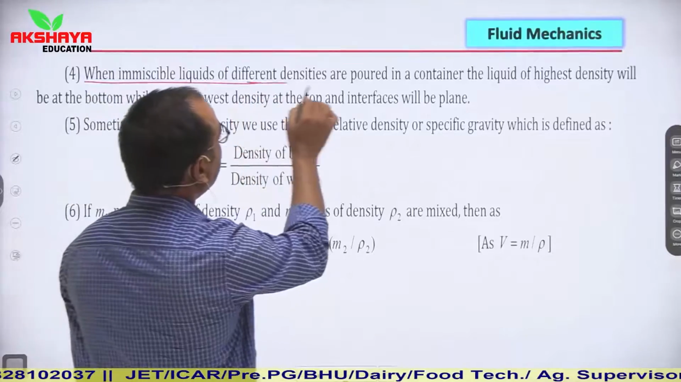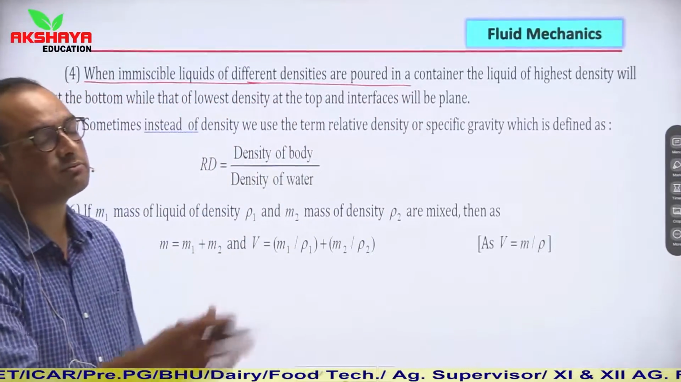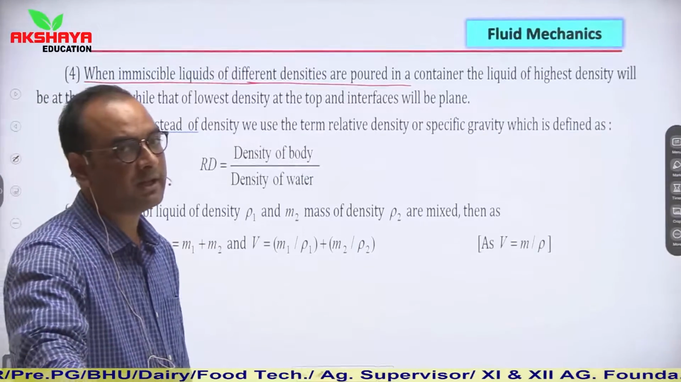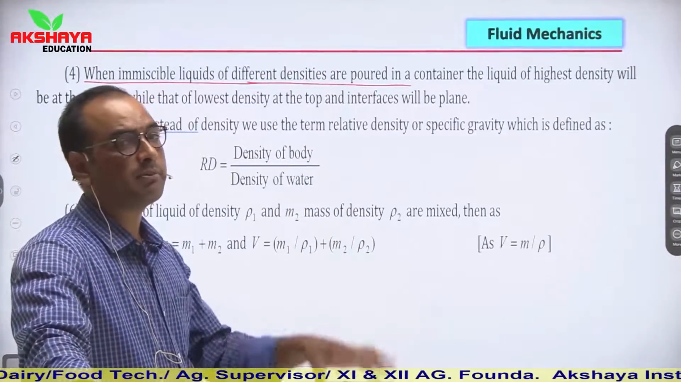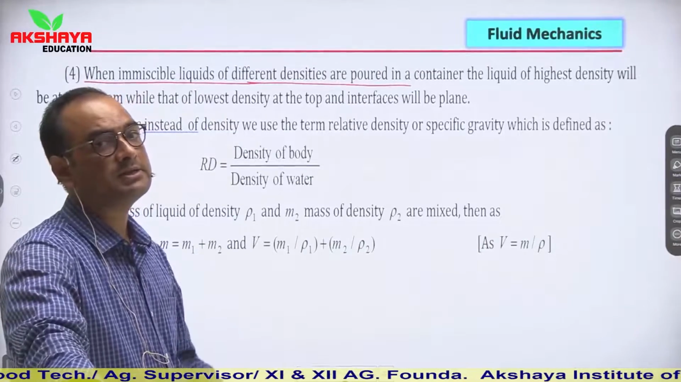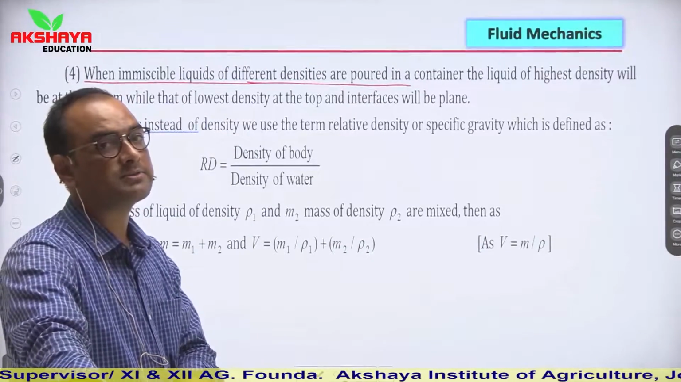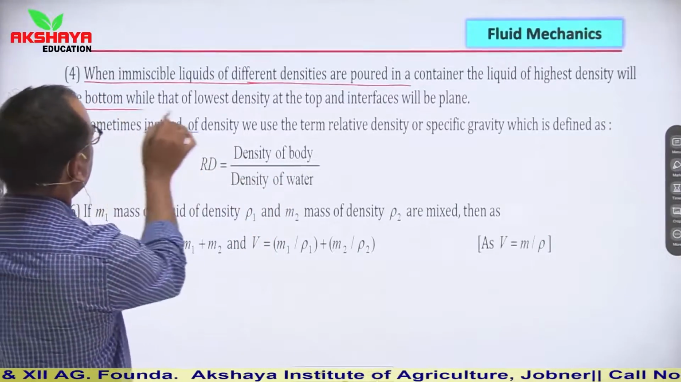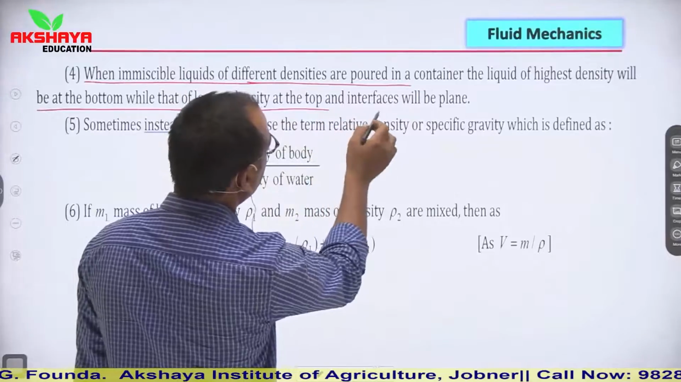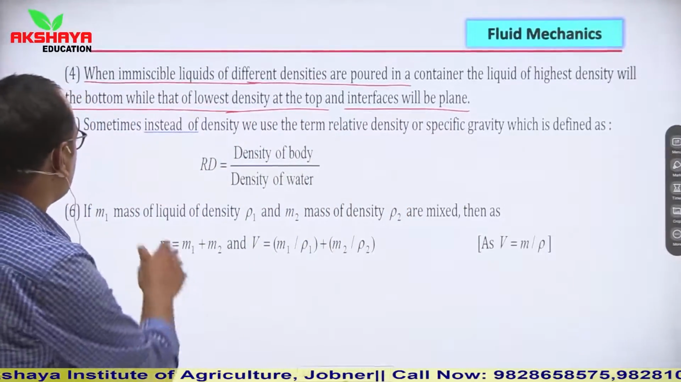When immiscible liquids of different densities are poured in a container, the liquid of highest density will be at the bottom, while that of lowest density will be at the top, and the interface will be plane. So the simple concept from here is that if two liquids are poured in a container, then the higher density substance will be at the bottom and the lower density substance will float.